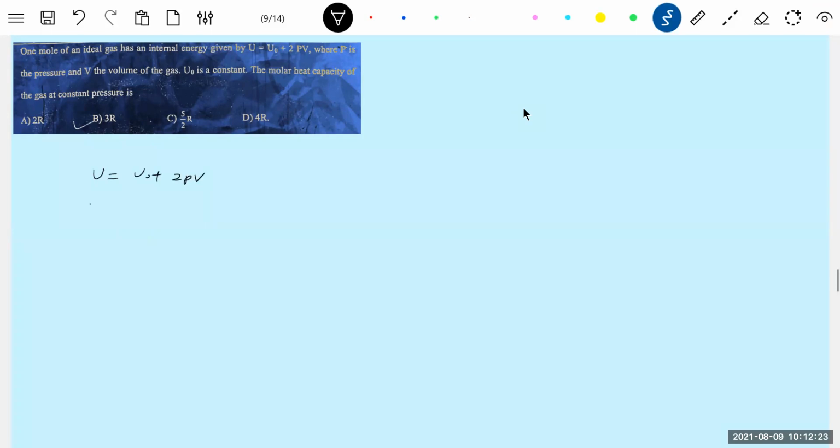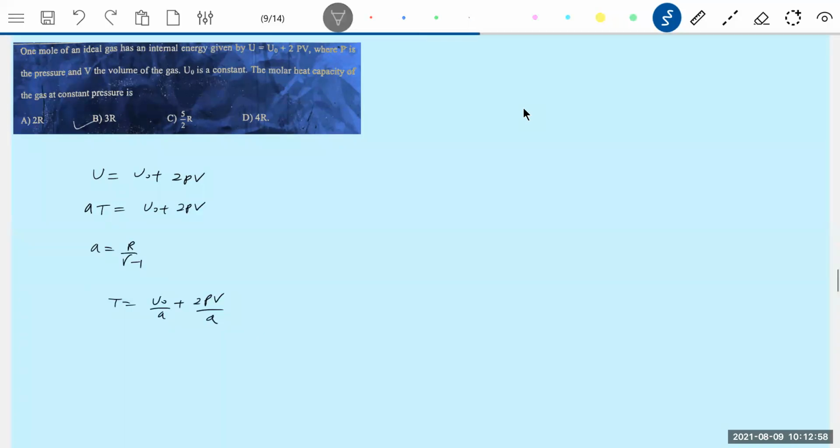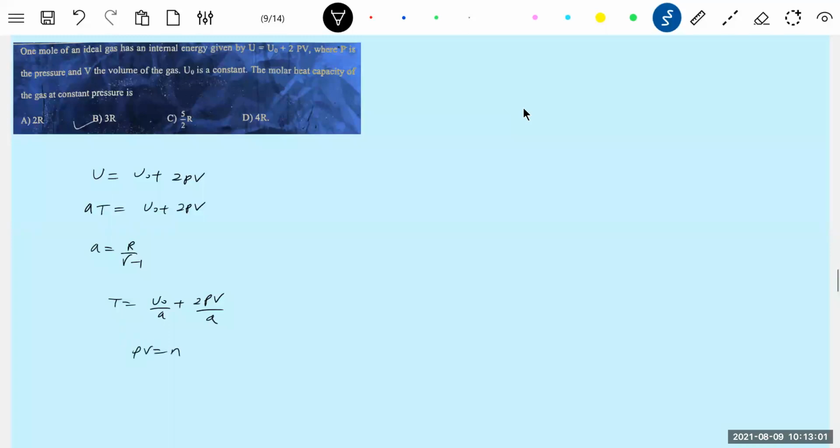Okay, now internal energy, what we can write, n CV T, or everything I'll write as A T. What is A? A should be equal to n, number of moles, 1 mole is given, R by gamma minus 1. The value of that is A. Instead of writing every time, let's have it like this. In the end, if you want, we can replace. Now T is equal to U naught by A plus 2PV by A. What he is asking is the molar capacity. So let me use the ideal gas equation, PV equal to nRT or PV equal to RT. So this will be U naught by A plus 2 by A.